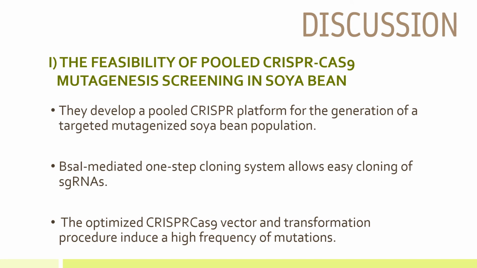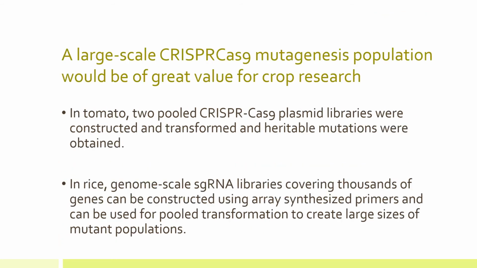As we know, many of the crops have complex genome structures, such as polyploidy and paleopolyploidy. We will discuss the first part of our discussion, which is the feasibility of pooled CRISPR-Cas9 mutagenesis screening in soybeans. In this experiment, they developed a pooled CRISPR platform for the generation of targeted mutagenized soybean populations. The Golden Gate-mediated one-step cloning system allows easy cloning of sgRNAs. The optimized CRISPR-Cas9 vector and transformation procedure induce a high frequency of mutations. A large-scale CRISPR-Cas9 mutagenesis population will be of great value for crop research.